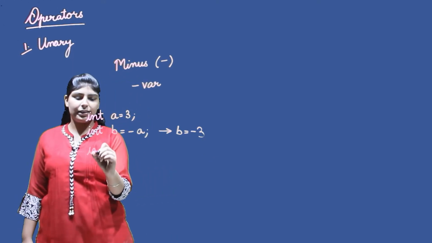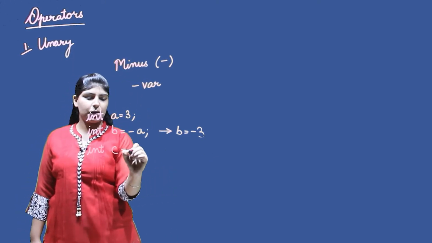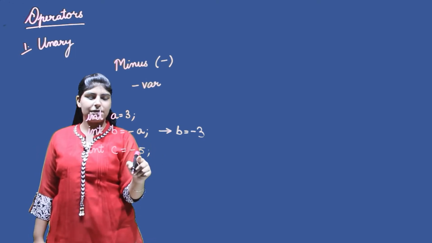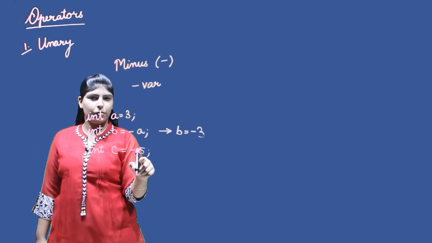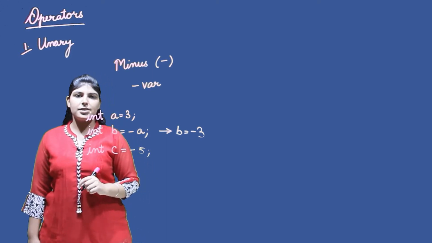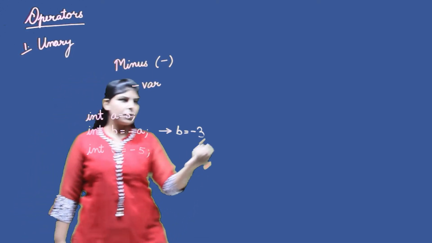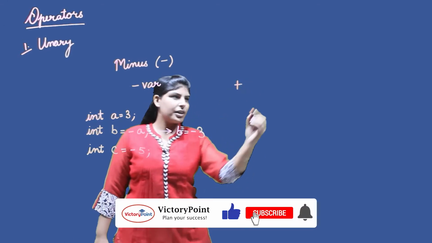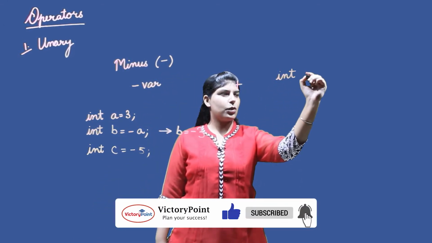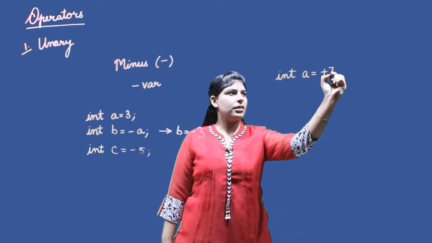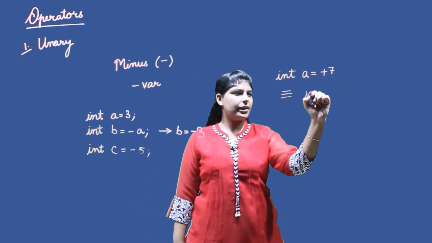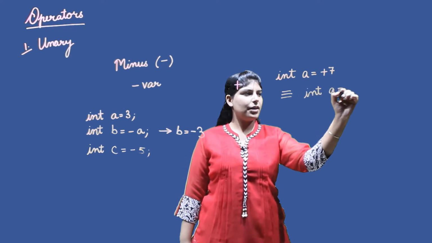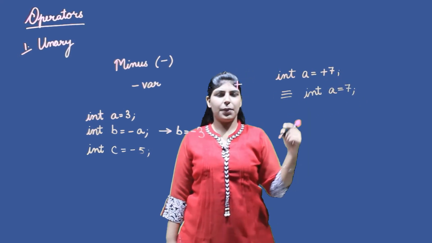So it denotes the negative value. I can also directly assign the negative value as int C is equals to minus 5. So here 5 is the operand and minus 5. So only one operand is used with minus sign. So minus is a unary operator. We do not use plus sign because if I initialize something like this, int A is equals to plus 7, it is equivalent to saying int A is equals to 7. So both of them are same, so we do not need to write the plus sign. The next two unary operators are logical NOT and bitwise NOT. We will see them in logical and bitwise operators.